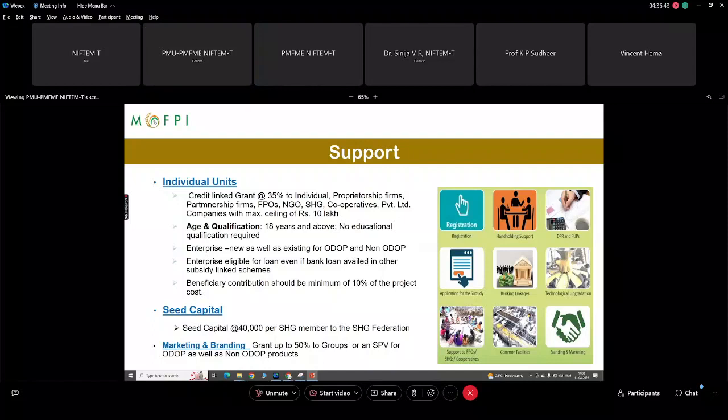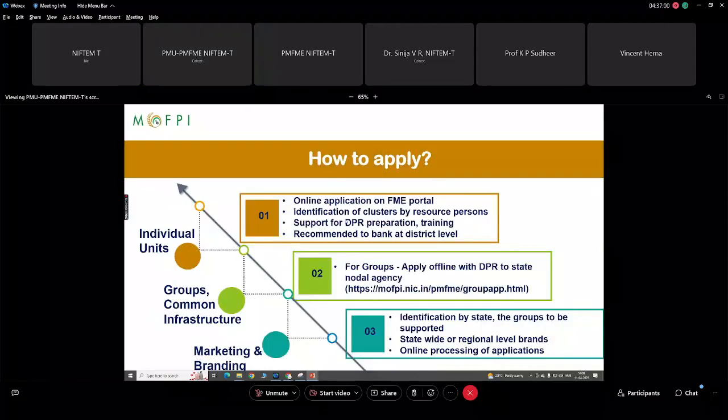Then the marketing and branding support can be channelized through state nodal agencies. So they will be putting up the proposal to the ministry. Then the further scrutiny process will follow. So this is how you can apply under this scheme. Normally, we are processing the application through the online portal on MOFPI. I will show you the portal also.